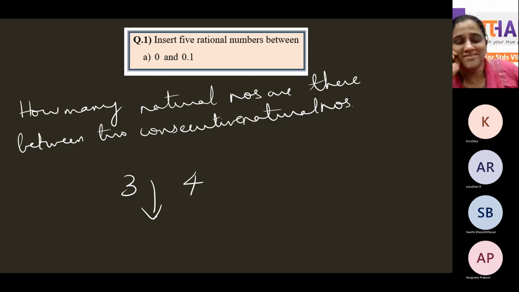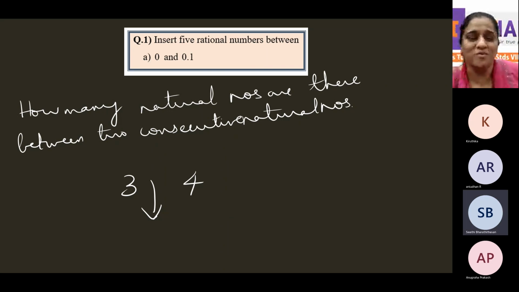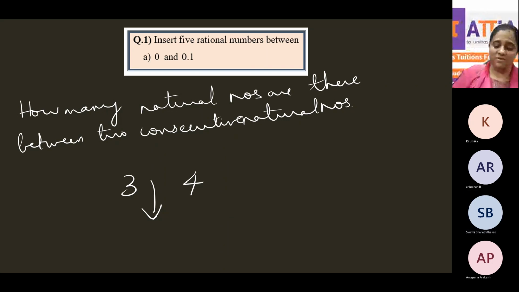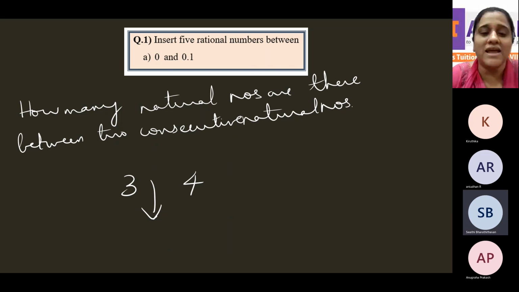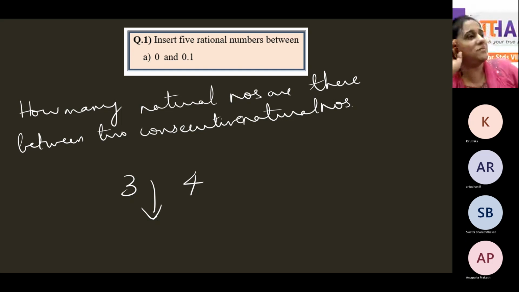Yes, children here. Everyone says infinitely many, but no one could tell me a single number. Tell me one natural number between 3 and 4. There is no natural number between 2 consecutive natural numbers.